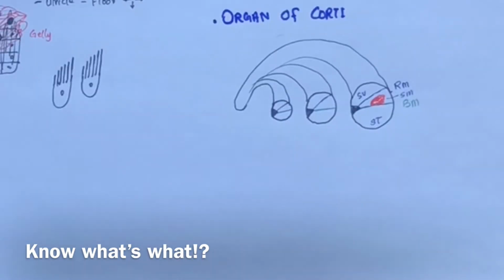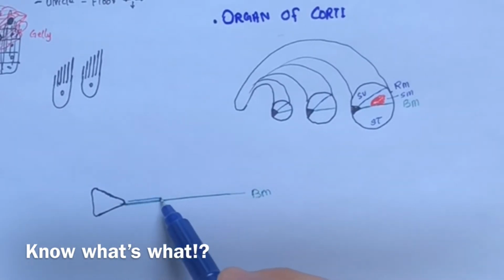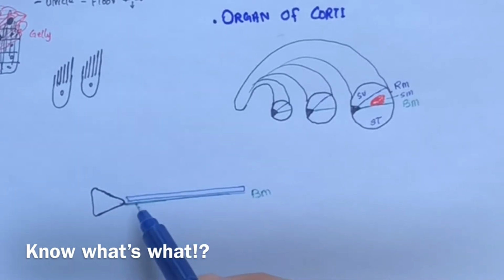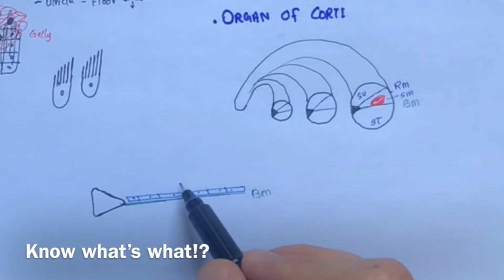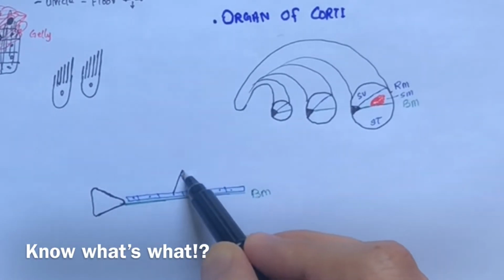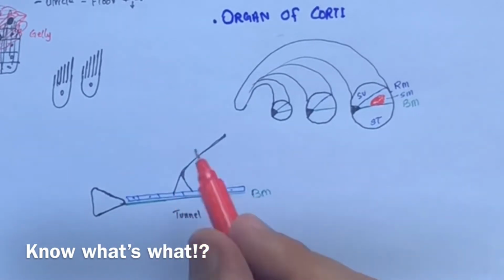So if we look at the organ of Corti and magnify it, here is the triangle-shaped bony spicule, and here is the basilar membrane, and the basilar membrane has on top the supporting cell layer, and then there is a tunnel. Okay, and this tunnel is between the inner and the outer cells of the organ of Corti, right? So this is the inner tunnel, right?